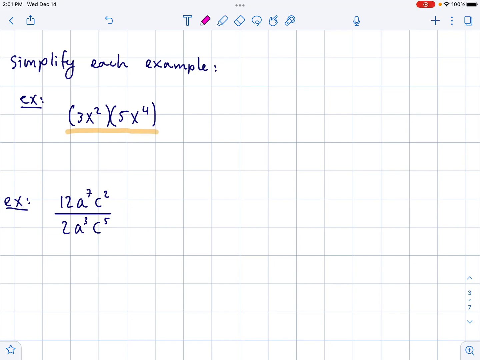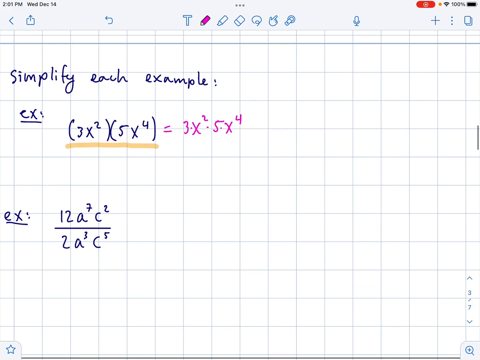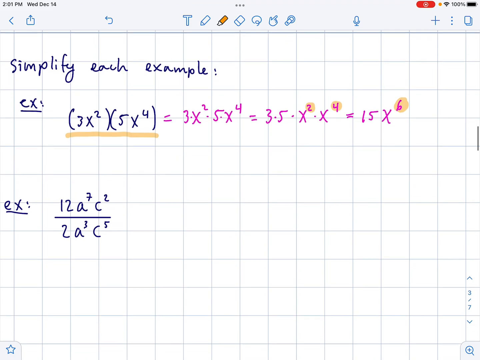Let's do a couple of examples. First up, if I'm going to do 3x squared times 5x to the 4th, this is really just 3x squared times 5x to the 4th. We don't need all those parentheses. And then each of these things are being multiplied with each other. Now, multiplication is commutative, which means I can do it in any order that I want. So I'm going to do 3 times 5 times x squared times x to the 4th, which is 15x to the 6th. Notice that with the x powers, I just added the 2 together. Because they were multiplying with the same base, you add the 2 and the 4 together to get 6.